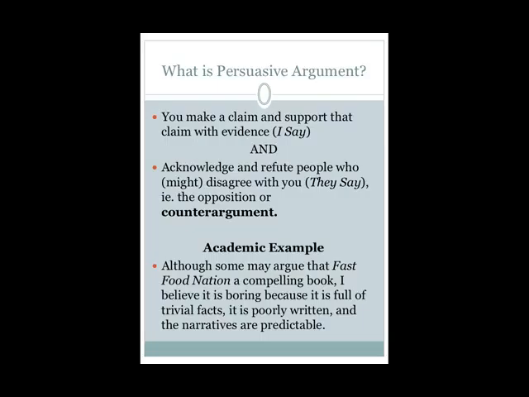In an academic example, it might look something like this. Although some may argue that Fast Food Nation is a compelling book, I believe it's boring because it's full of trivial facts, it's poorly written, and the narratives are predictable. You see here, we're acknowledging right up front that there's some people that think this book, Fast Food Nation, is really compelling, very interesting, right? And that's in direct opposition to what the writer of this thesis is saying. The writer of the thesis is saying the book is boring because of these reasons. And because of that, when you have that pull between one side and another, you suddenly move your argument from just being a regular argument to one that is persuasive.